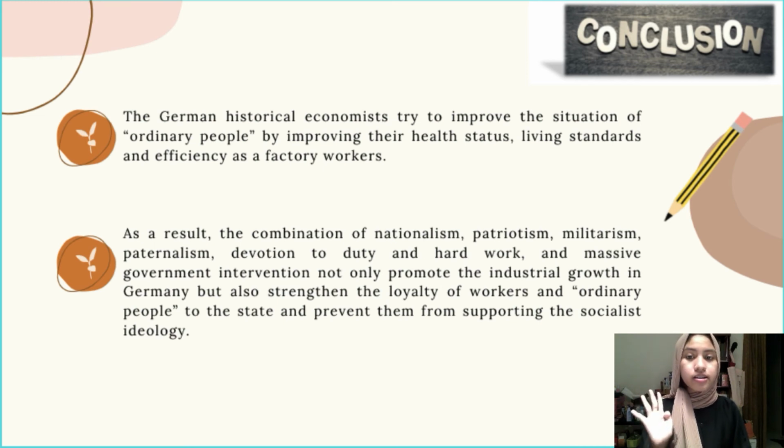The fourth, the German historical economists tried to improve the situation of ordinary people by improving their health status, living standard, and efficiency as factory workers. And the last conclusion is, as a result, the combination of nationalism, patriotism, militarism, paternalism, devotion to duty and hard work, and massive government intervention not only promoted industrial growth in Germany, but also strengthened the loyalty of workers and ordinary people to the state and prevented them from supporting socialist ideology.